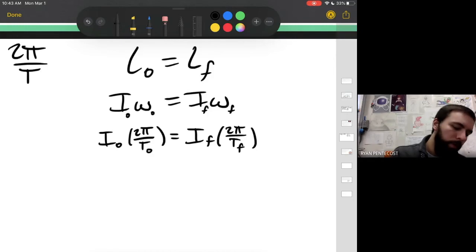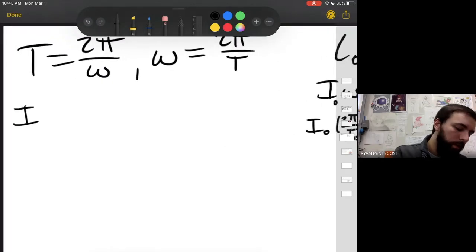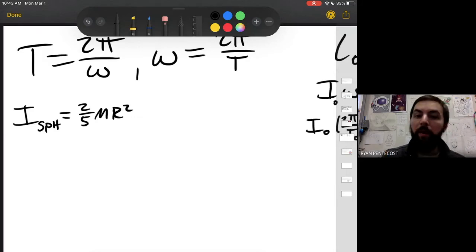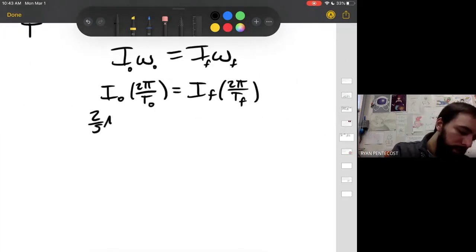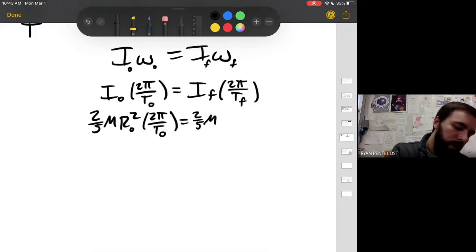Now, we also know that we're going to assume these are both spheres. With that assumption, we can use 2/5 m r squared. This is after the supernova, so all of the mass that is lost to an explosion, we assume has already happened. So the mass is going to stay constant. The thing that's changing here is the radius. So here we will take 2/5 m r initial squared times 2 pi over T initial equals 2/5 m r final squared times 2 pi over our final time period.